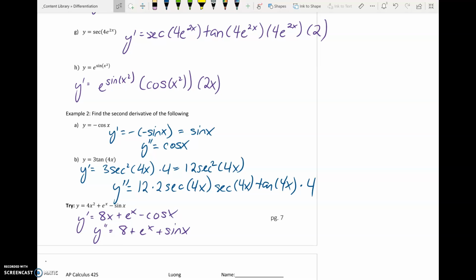Okay, so here's a solution to that. Try it yourself. You're going to differentiate every single term first. So that's 8x plus e to the x minus cos x, and then we'll differentiate again, which is 8 plus e to the x plus sine x, and that's it.